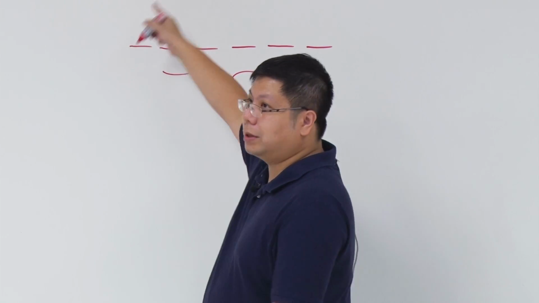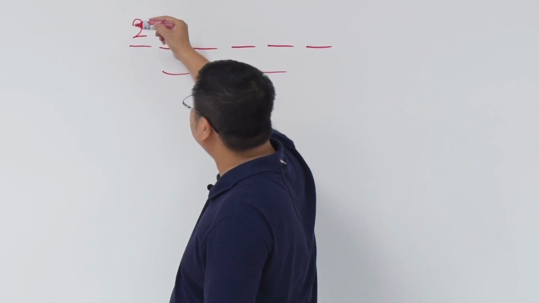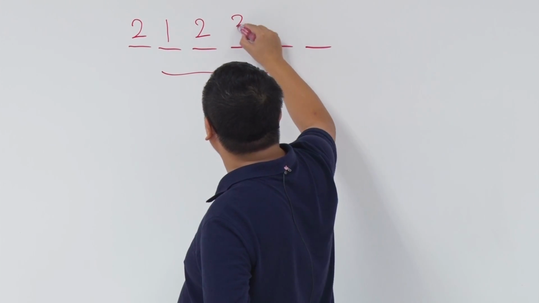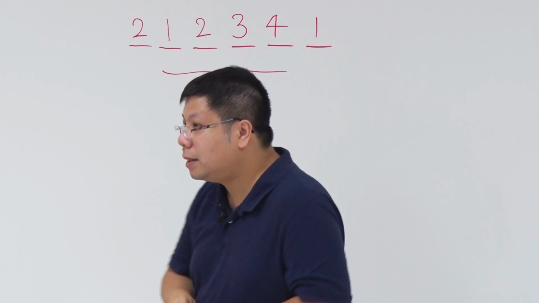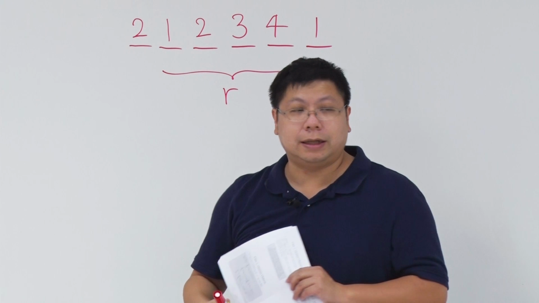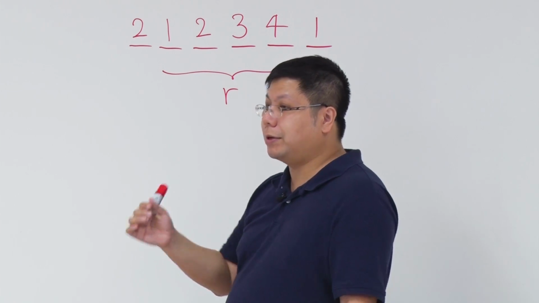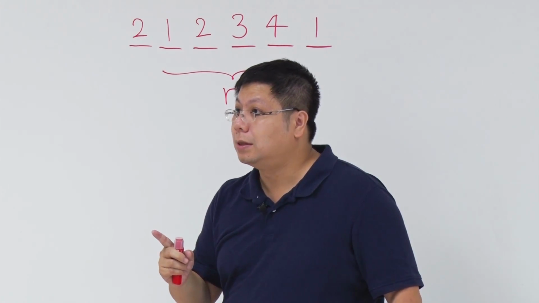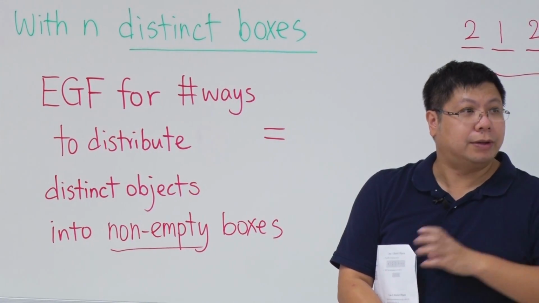then we can encode a particular distribution by using labels here, like maybe I'm going to put this into box 2, I'm going to put this into box 1, I may be putting this into box 2, box 3, box 4, box 1, something like this. Is that okay? So this will be an R-digit string using the alphabet 1, 2, 3 up to n. And then for each character in the alphabet, we restrict that it must appear at least once.